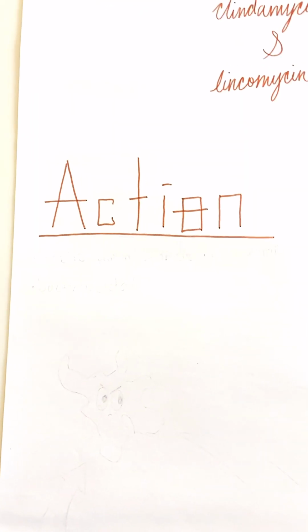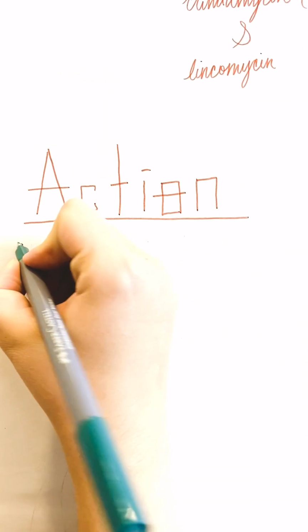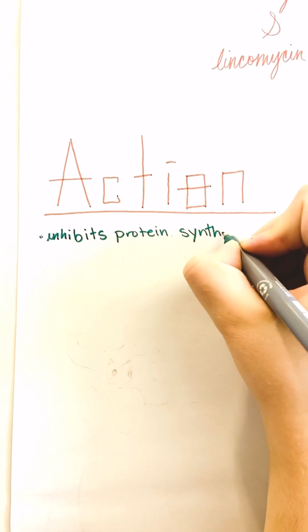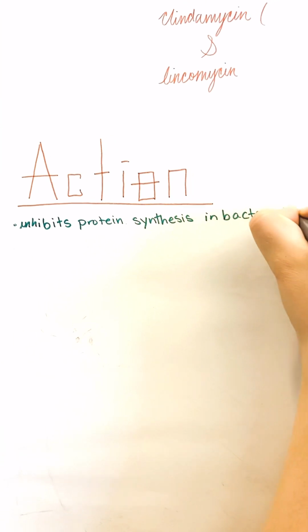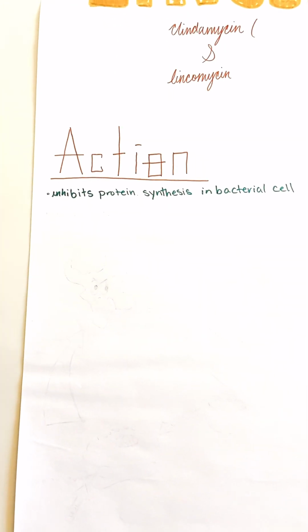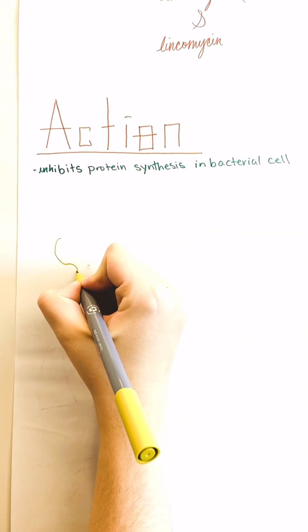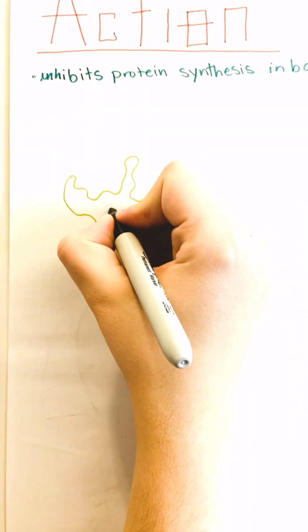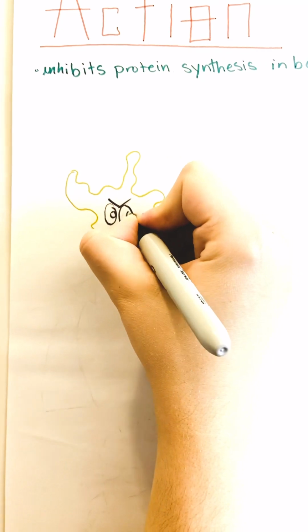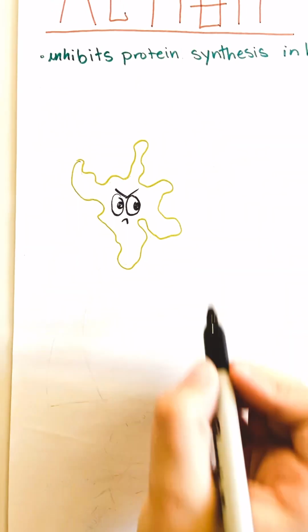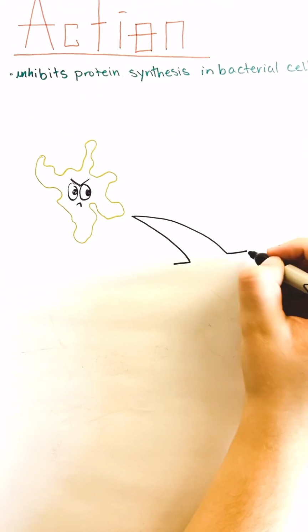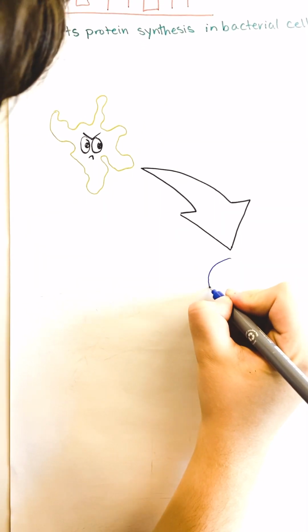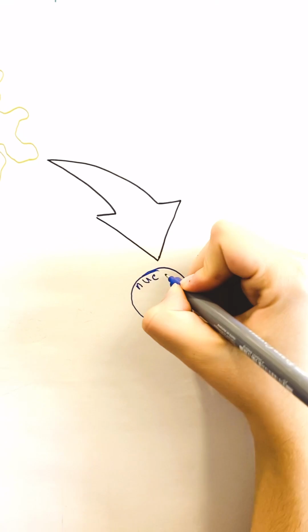And the way these drugs work is that they inhibit protein synthesis in the bacterial cell. What that means is that, like all living things, bacteria have certain processes that they need to survive, and just like our cells, they make proteins. And the way that that happens is inside of the nucleus of the bacteria. Here we have the nucleus.